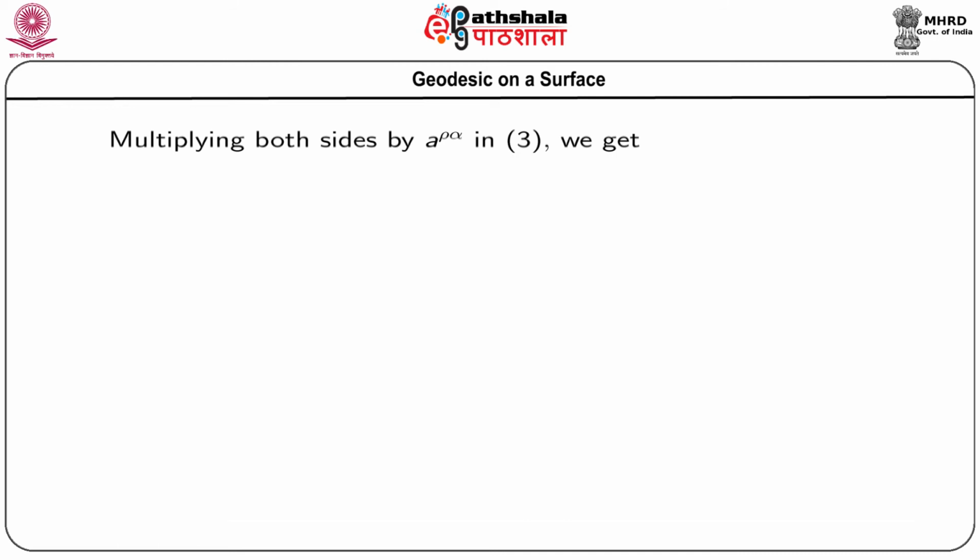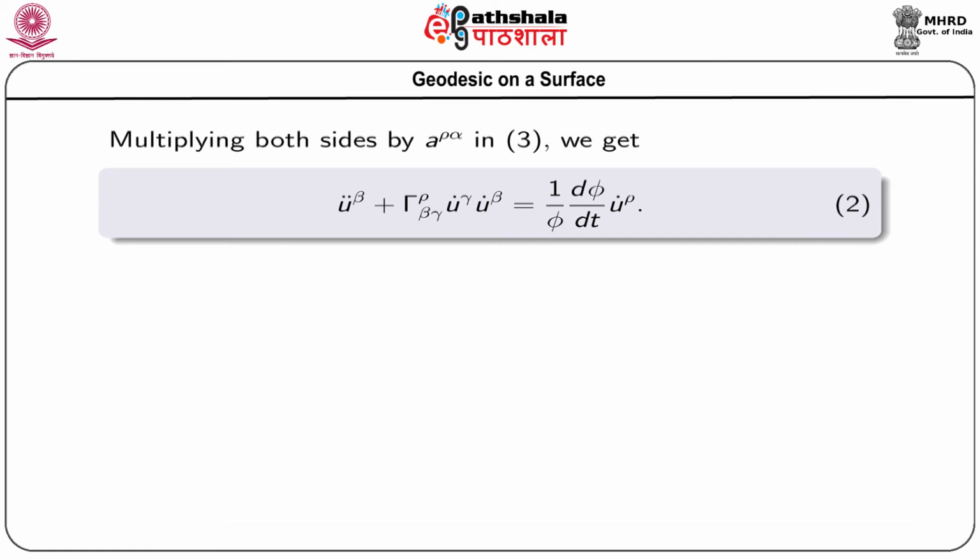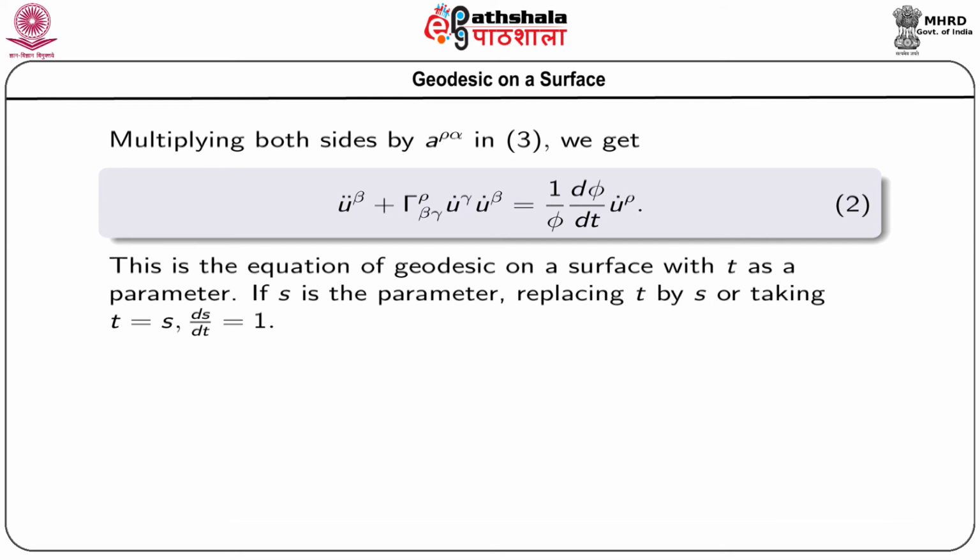Now, taking the inner product with A^ρα in the above equation, we get this expression: u¨^β + Γ^ρ_βγ u˙^β u˙^γ = (1/φ)(dφ/dt) u˙^ρ. So, this is the equation of geodesic on a surface with t as a parameter.